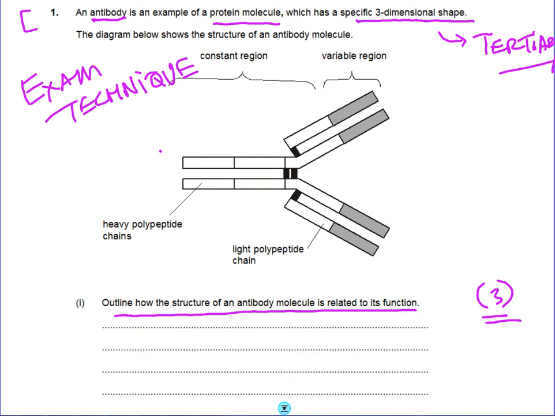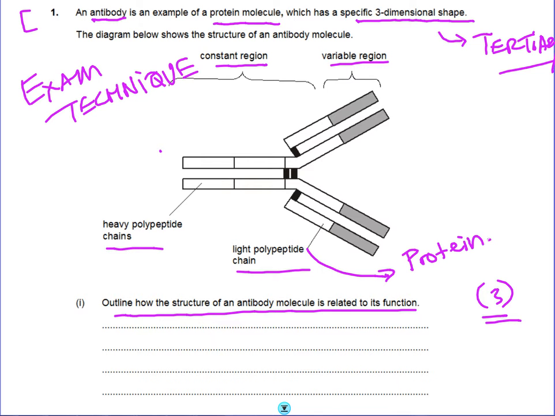And then it says the diagram below shows the structure of an antibody molecule, and I've got the constant region here and the variable region above. I can also see light polypeptide chain, heavy polypeptide chain. So immediately I'm thinking, right, what does polypeptide chain mean? I know that means protein, or a sequence of amino acids. So I'm immediately painting that picture and bringing that all together.